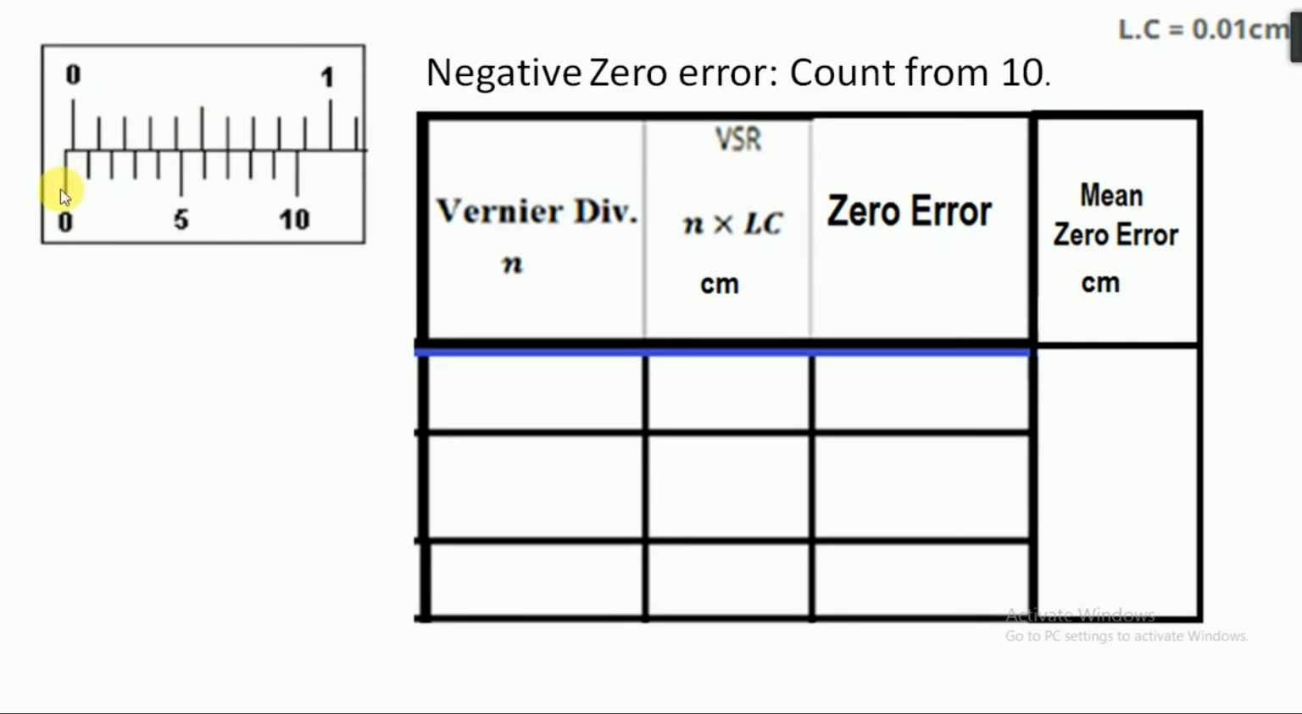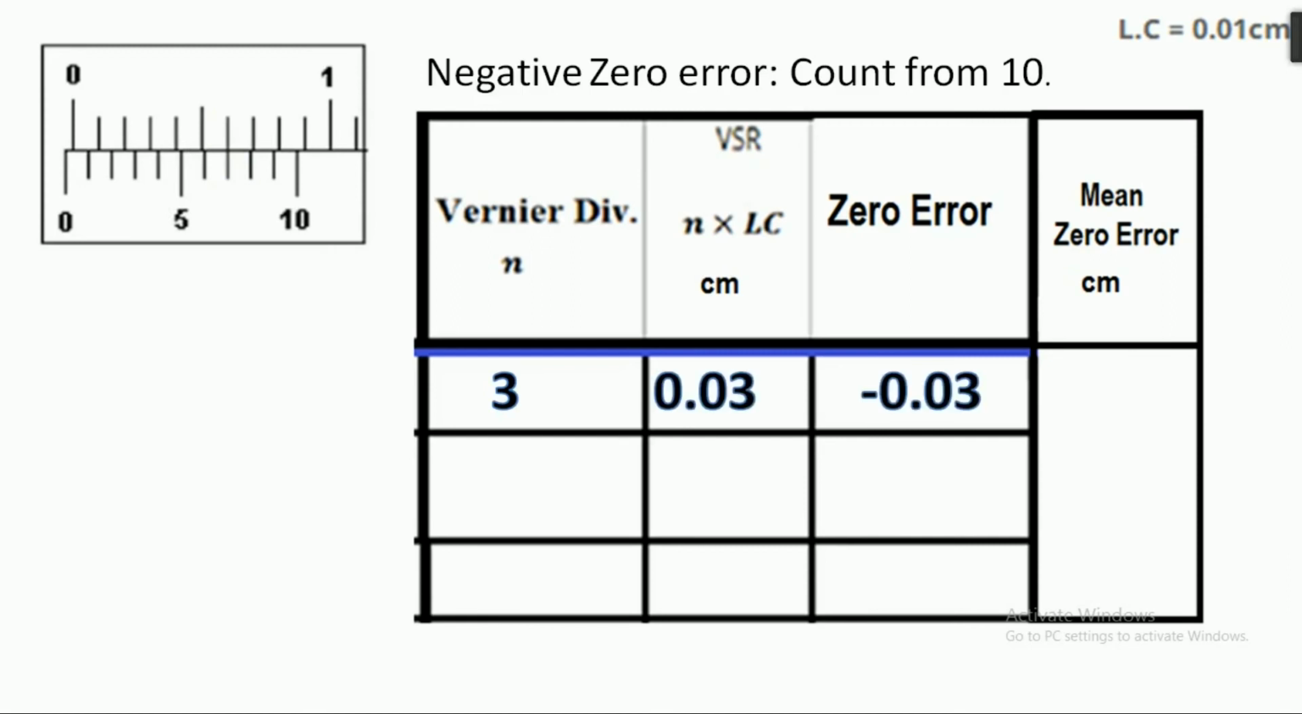Now out here we have negative error. The 0 of the vernier is going towards the left of the 0 of the main scale. So for negative zero error we have to start counting from 10. So out here you can see this is the vernier division which is perfectly coinciding with the main scale division. So this is number third.